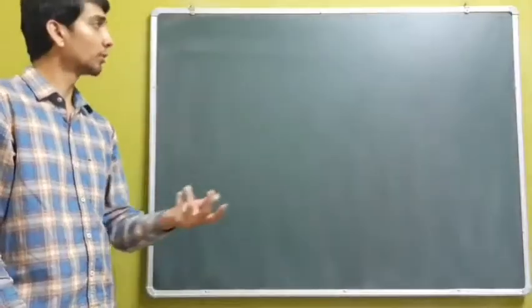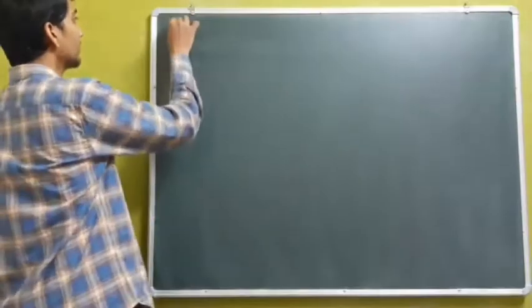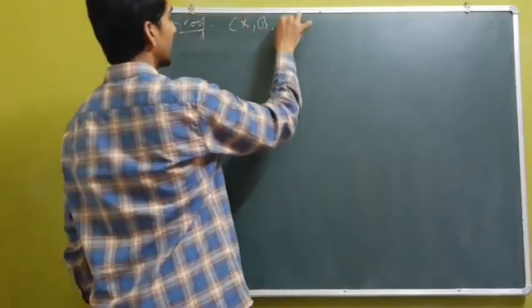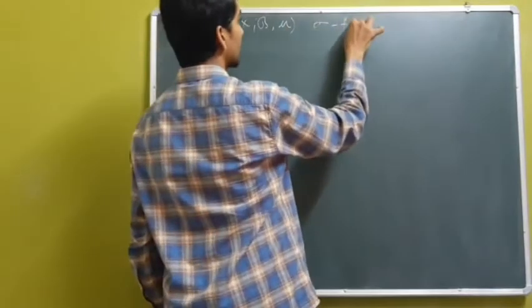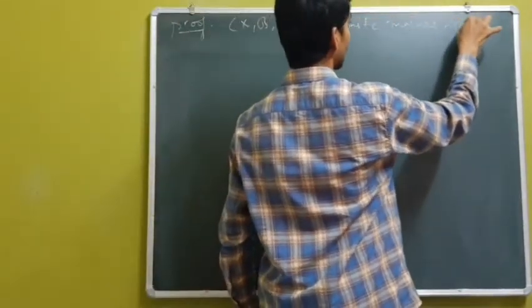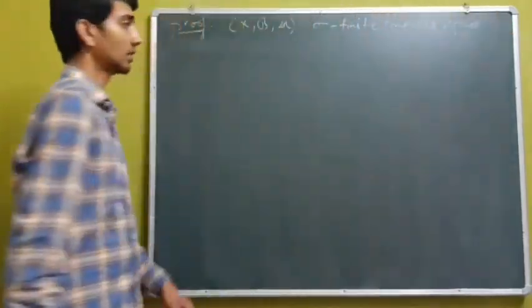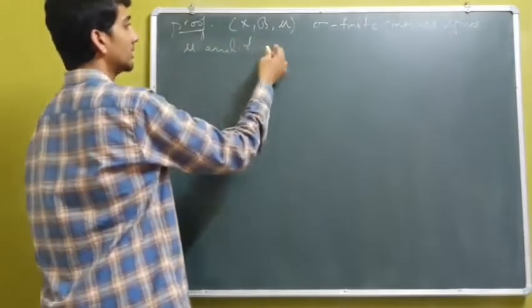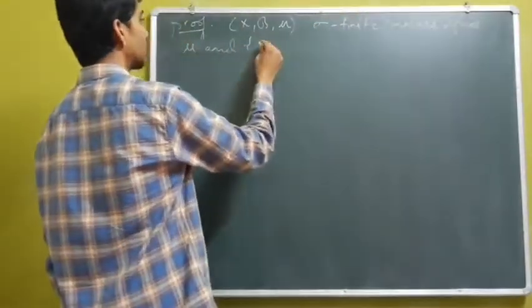So coming to the proof of the Lebesgue decomposition theorem, we are given that (X, mu) is a sigma finite measure space. Also we have mu and gamma to be sigma finite measures on the measurable space.